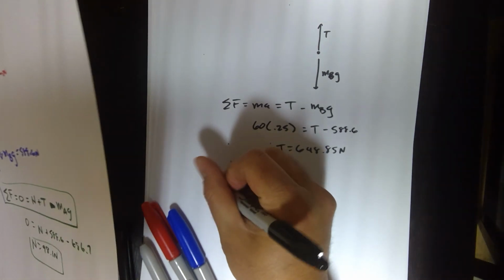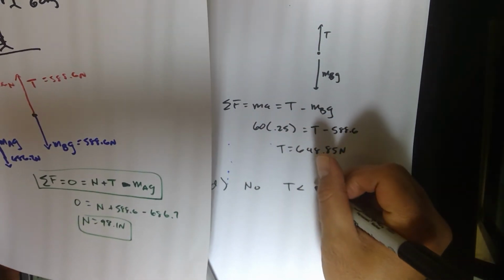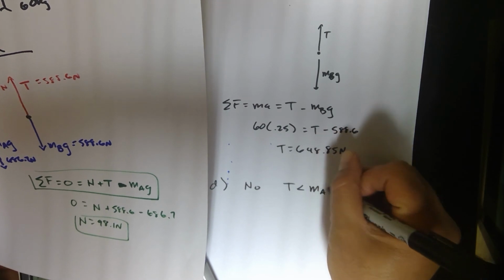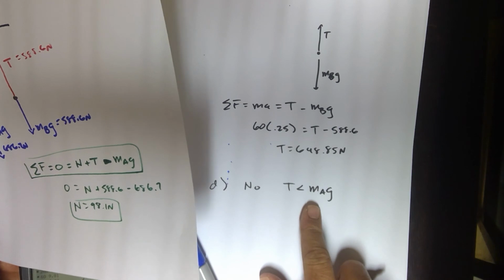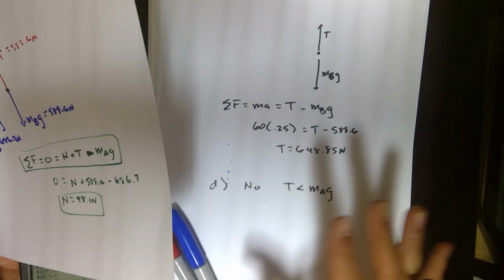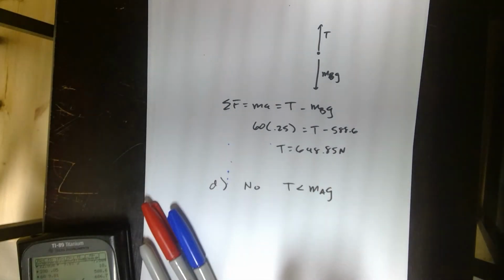And so basically the answer to problem D is no, because tension is less than the weight of person A. Right? And that's probably enough justification right then and there. You can write it out in a full sentence. You can write it like that. Either way, it makes physical sense to us.